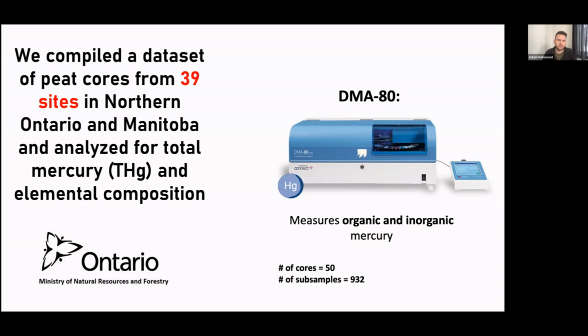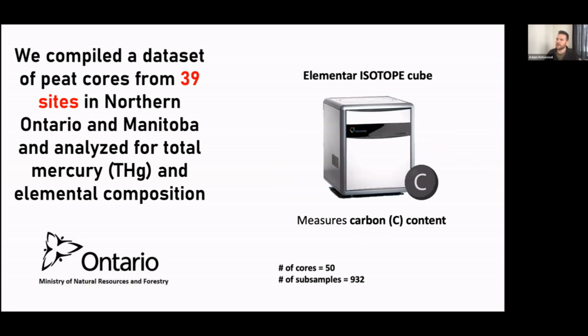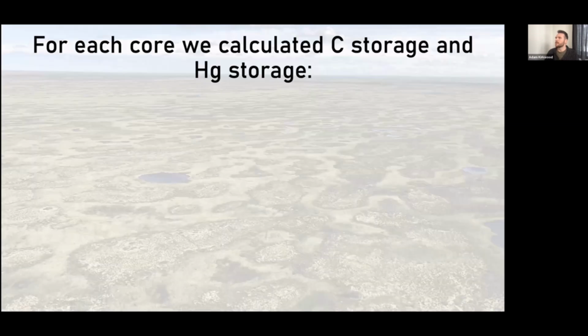And all of these subsamples were measured for their total mercury concentrations using this machine here, which is a direct mercury analyzer, which measures the total amount of mercury that's there, both the organic and the inorganic species. We also measured elemental composition, specifically interested in carbon content, using an Elementar isotope cube. So once we had all of the data, we started doing just some general calculations to understand how much carbon is stored in the region and how much mercury is stored in the region.